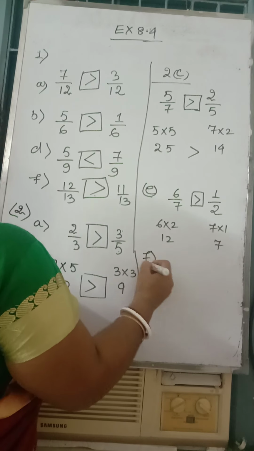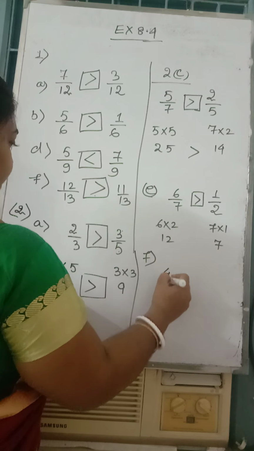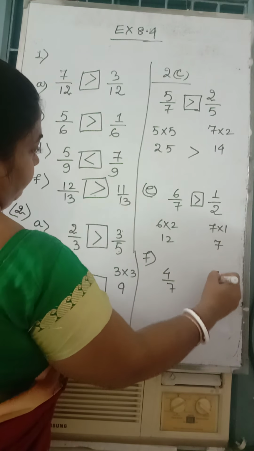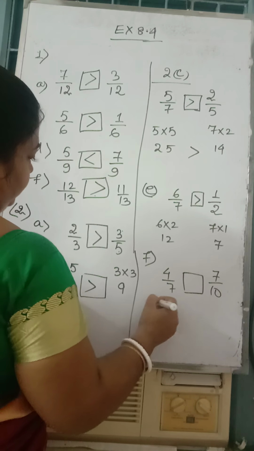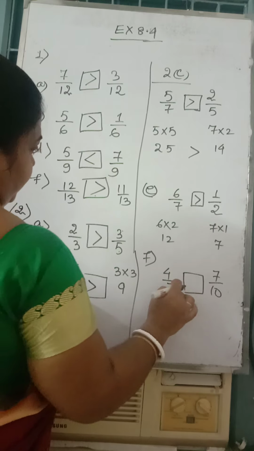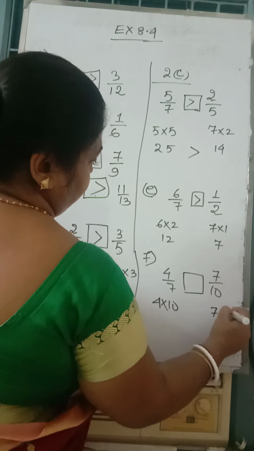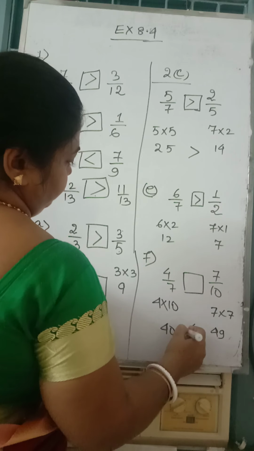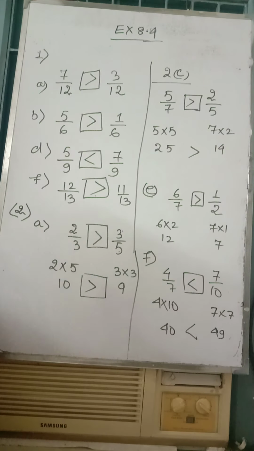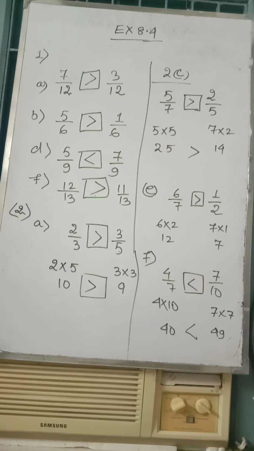Let us see number F. 4 by 7, 7 by 10. Go for the cross multiplication. 4 into 10 and 7 into 7. 49, 40. What is greater, my dear? 49 is greater. So the sign will be like that. Is it? This is the way to compare unlike fractions.